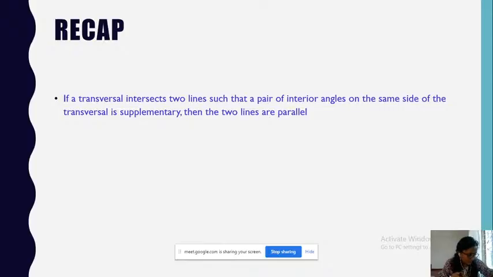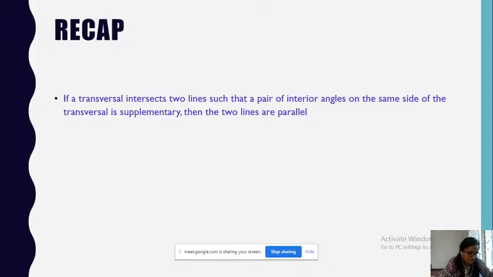Now, Ramya, can you read the first theorem? Yes, ma'am. If a transversal intersects two lines such that a pair of interior angles on the same side of the transversal is supplementary, or 180 degrees, then the two lines are parallel. So supplementary means 180 degrees, then the two lines will be parallel.